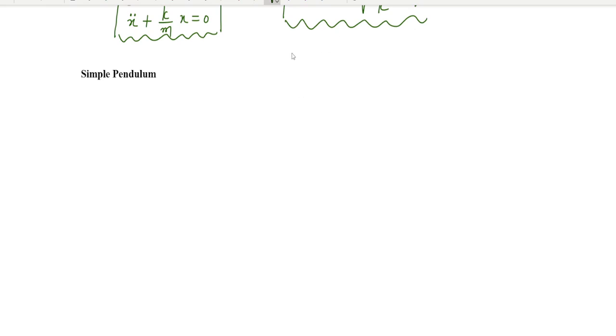So this is our simple pendulum. The length of this pendulum is L. Suppose if you do some oscillations, it is going to oscillate like this. The angle is theta.